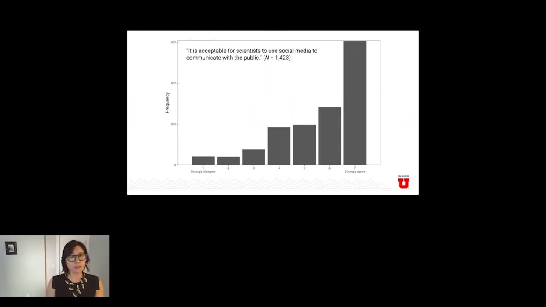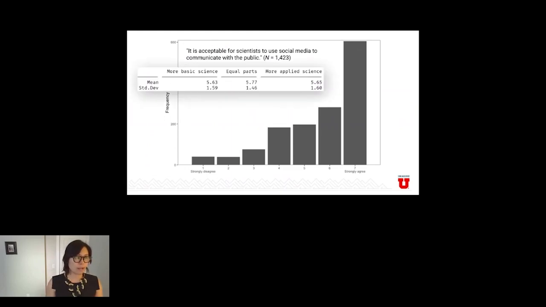I also then looked at whether scientists' agreement with this statement differed by how they characterized their research. And what I found was that there was no differences between groups, right? The average score for each of these groups that I've divided the scientists into was about 5.6 to 5.7 on the 7-point scale.